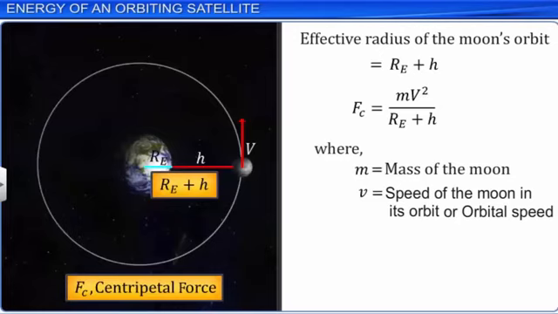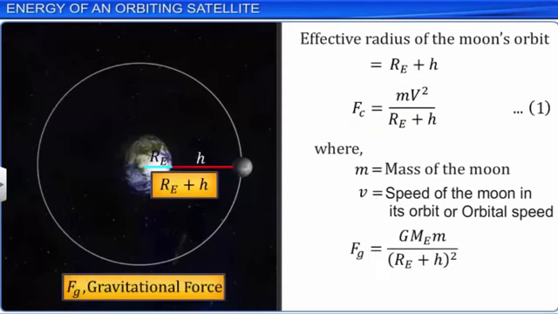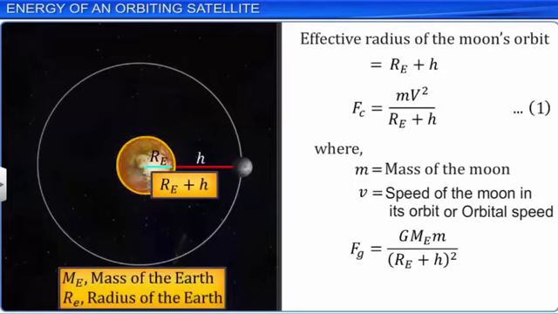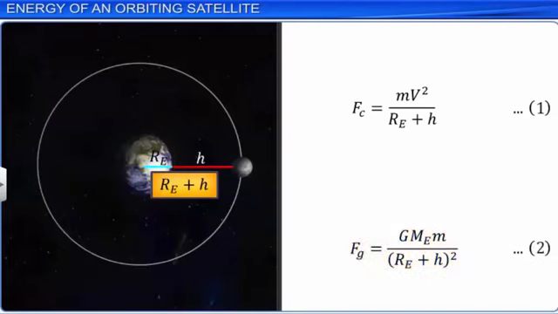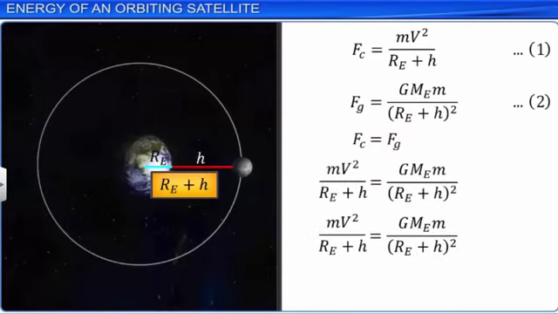The gravitational force between the Moon and the Earth is expressed as Fg is equal to GMEM by RE plus h square, where ME is the mass of the Earth. Let this be equation 2. Equating the two equations and simplifying, you get the expression for the speed of the Moon in its orbit as square root of GME divided by RE plus h. Let this be equation 3.